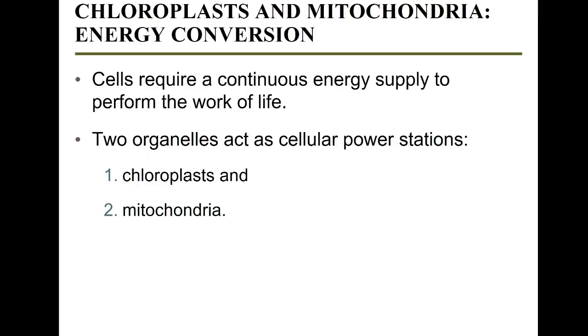On our notes we start to talk about energy conversion. And we said cells require a continuous energy supply to perform the work of life. Obviously, if we do not have continuous energy, our cells can't do what they need to do and they would die. And the two organelles that act as the power stations are the chloroplasts in plants and the mitochondria.